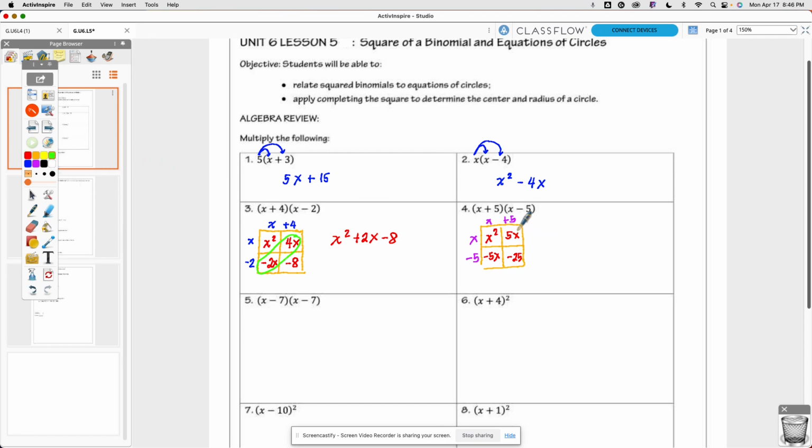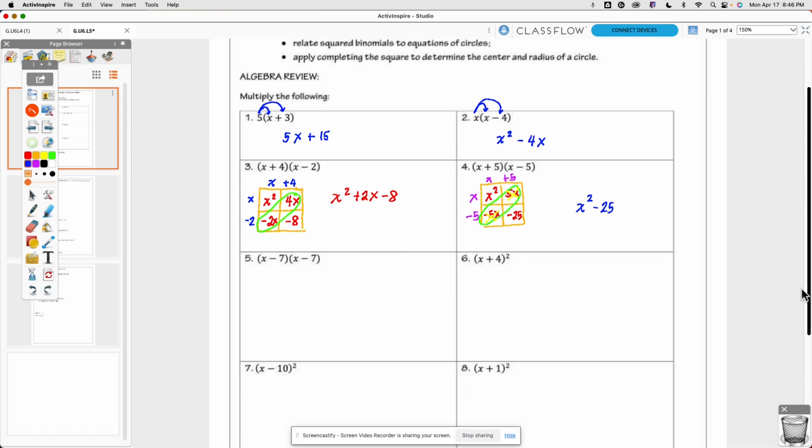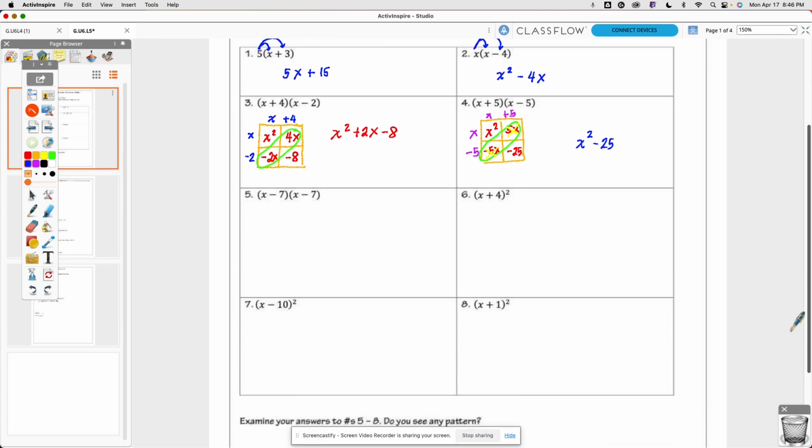Then again, we have this diagonal. So if you add 5x minus 5x, that is equal to 0. So that means they can be canceled out. All right? And finally, your answer would be x squared minus 25. Okay, go ahead and do the rest of the problems.